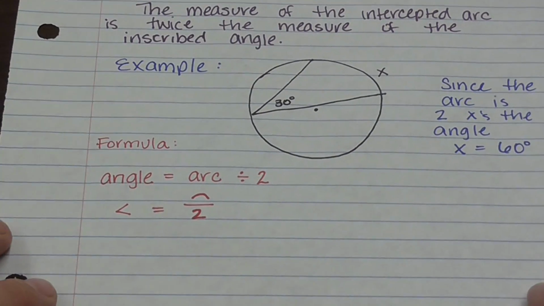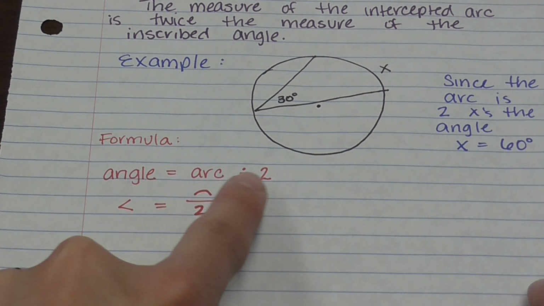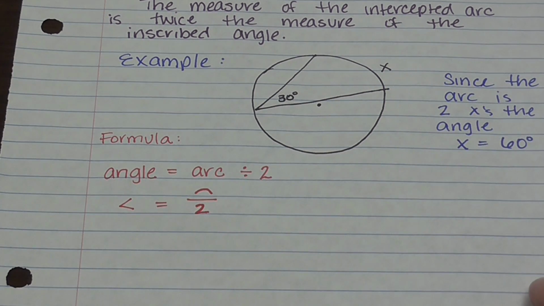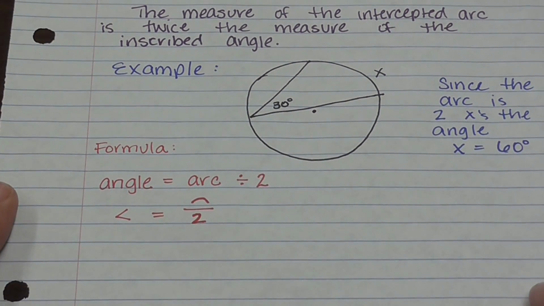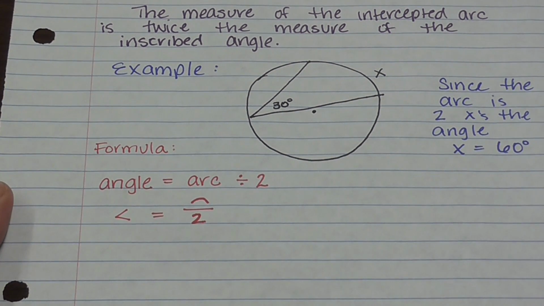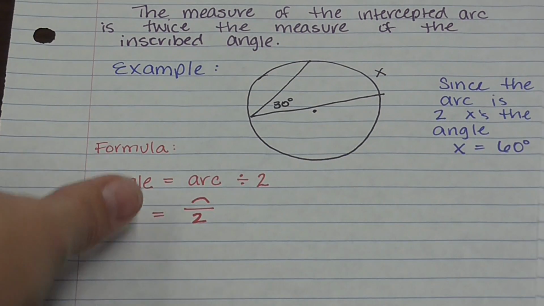So the formula for this is angle equals arc divided by 2, symbolically like this. You could also say that the arc equals the angle times 2. Either way.